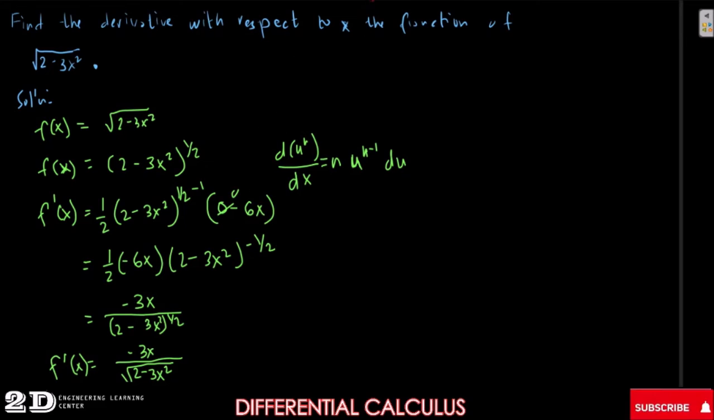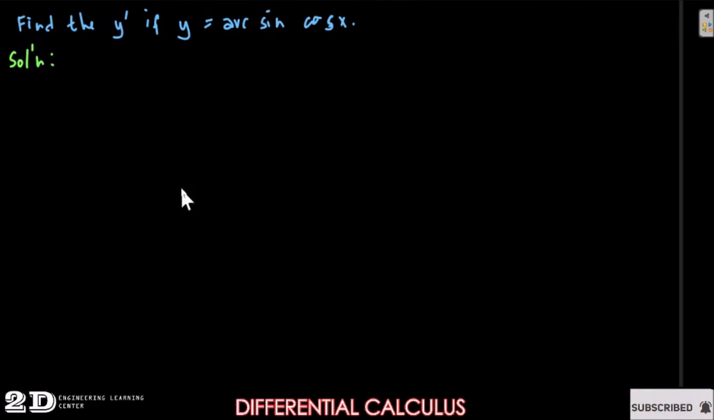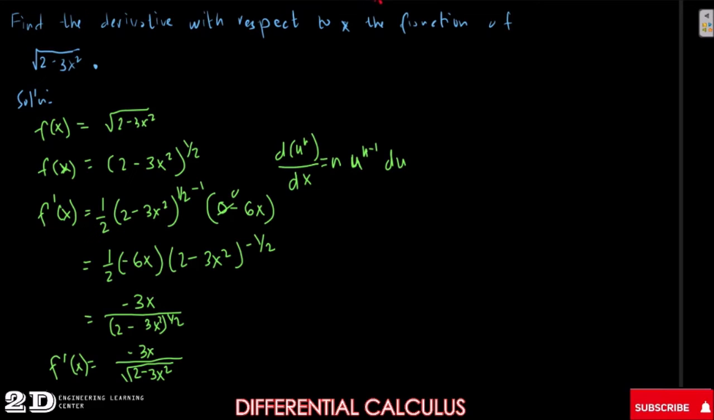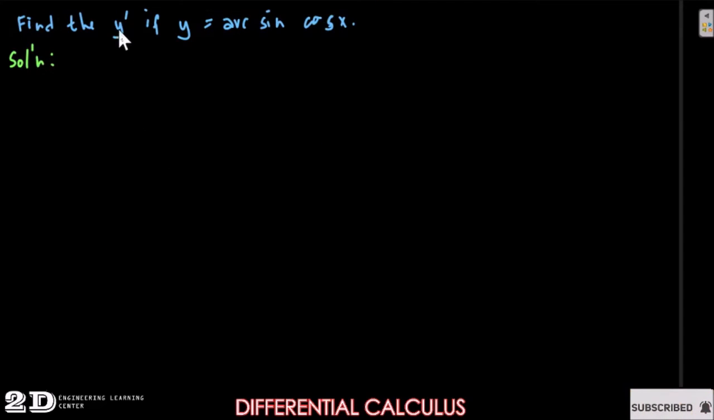Okay, next we will try to have another example. Okay, so we have this one. Find the derivative, or the y prime, if y is equal to arc sine of cosine x. Okay, so we have the solution. So we will try to find y prime. Our y is arc sine of cosine x.